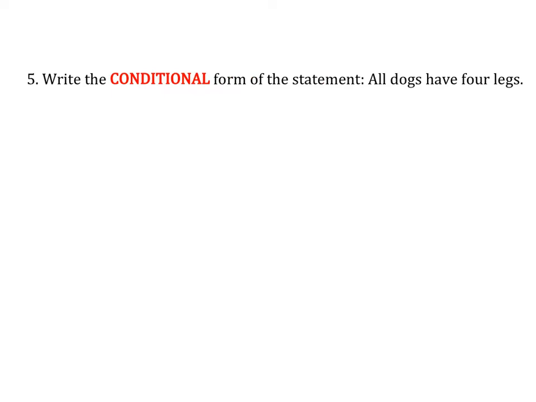Okay, here we're asked to write the conditional form of the following statement. All dogs have 4 legs. So a conditional statement is really just an if-then statement. So if something, something, something, then something, something, something. So we just have to take this and write it as an if-then statement.